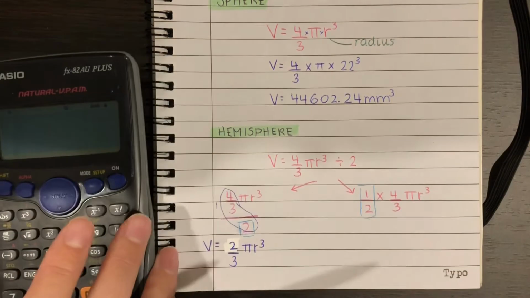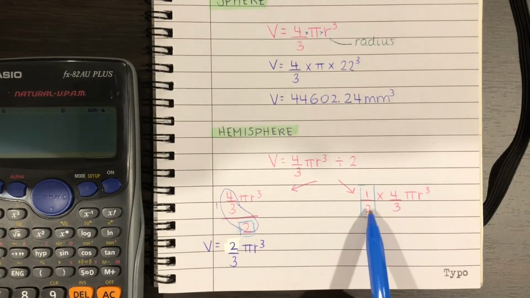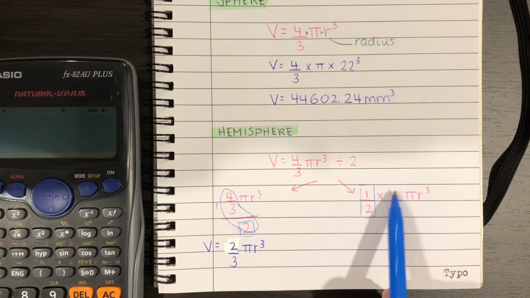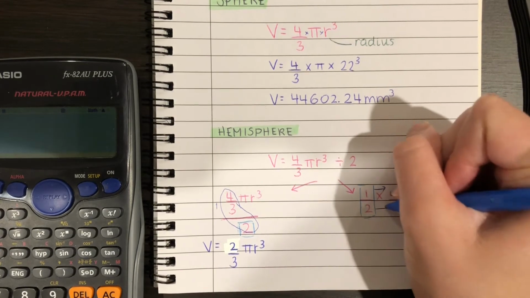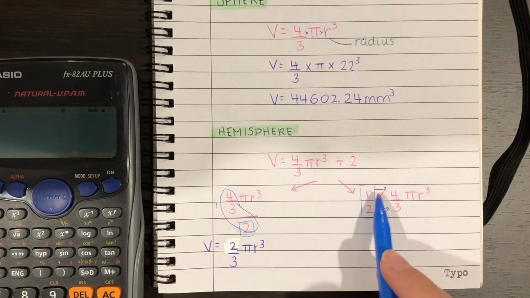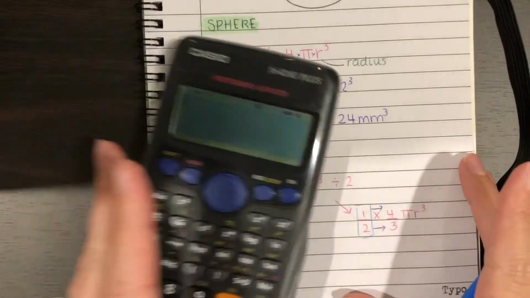Now I'll show you how to do it the other way. All you need to do is a half times 4/3. And really, you shouldn't even have to do that in the calculator, because that's just a simple multiplication of 1 times 4 and 2 times 3. The only thing is, if you do that, you will need to simplify your answer, because you'll get 4 over 6. All right, but I'll show you with the calculator.